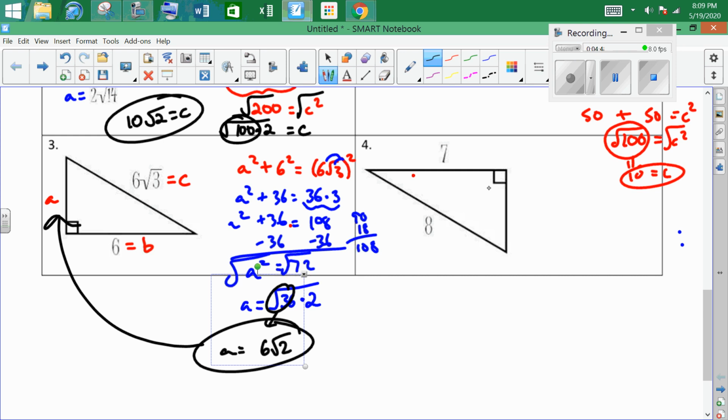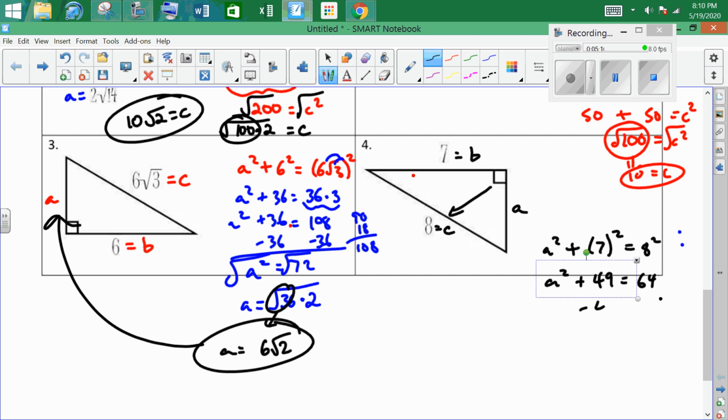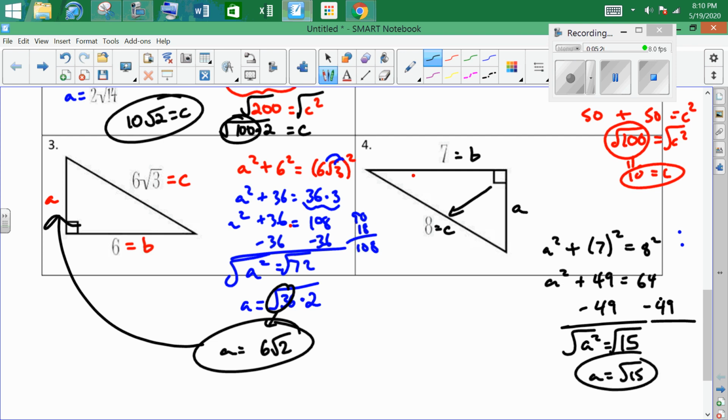Alright, last one. Opposite the right angle is 8, so that's C. This is the longer leg, B, and I'm missing side A. So A squared plus B squared, which is 7, equals C squared, 8 squared. 7 squared is 49, 8 squared is 64. Subtract 49 from both sides. You get 15. Take the square root. There are no perfect square factors that go into 15, so my answer is just the square root of 15.